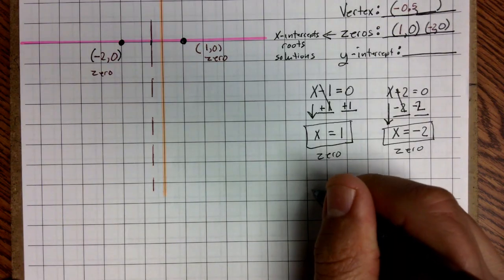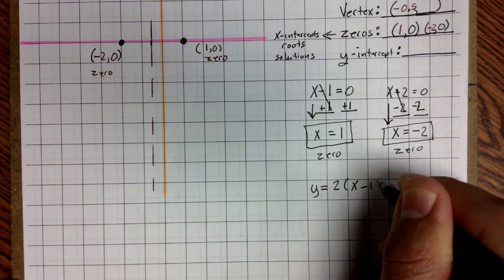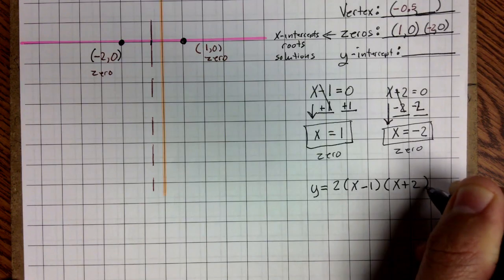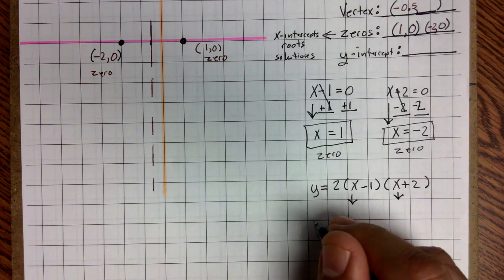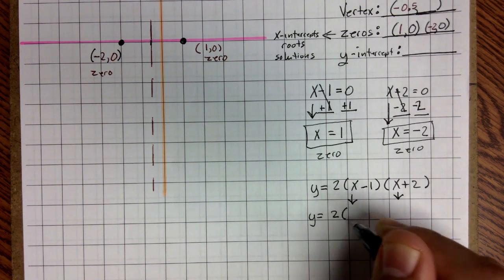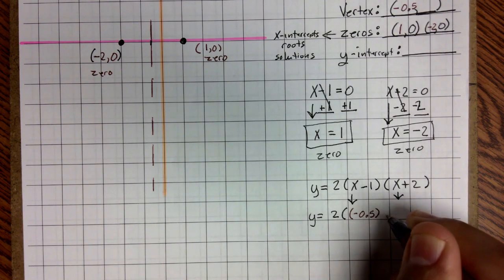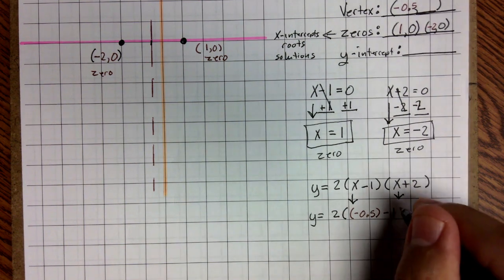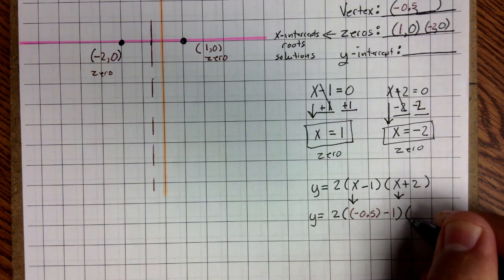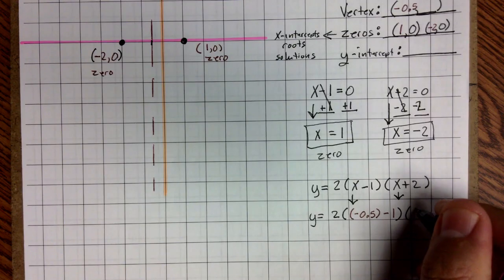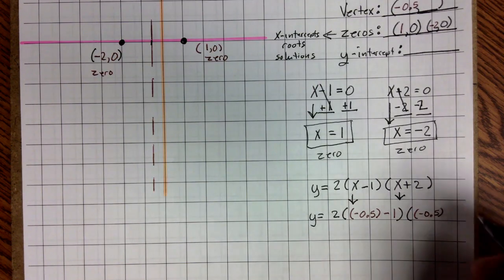So I'm going to write right here, we have y is equal to 2 times x minus 1 times x plus 2. And now I'm simply going to replace the x with negative 0.5. So if I were to rewrite this, I'd have y is equal to 2 times my x value of negative 0.5 minus 1. And notice I just took the minus 1 from here because it's x minus 1. This is my value of x minus 1. And then times my x value of negative 0.5, and then plus 2.